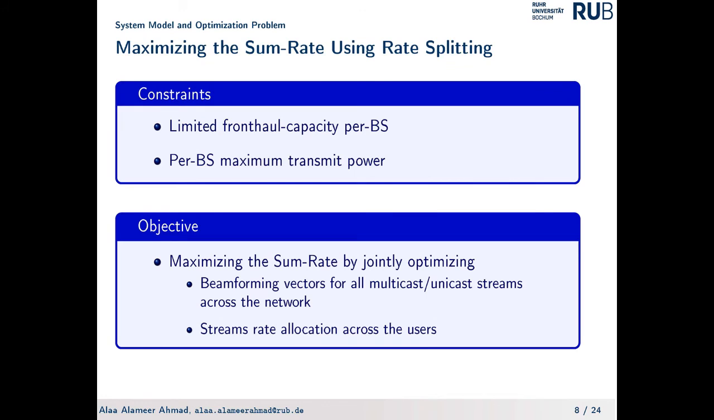We are interested in the problem of maximizing the sum rate in CRAN using rate splitting techniques. The constraints to this problem are the limited capacity of fronthaul links and maximum transmit power per base station. The objective is to maximize the sum rate by joint optimization of beamforming vectors for all the private and common streams across the network, streams rate allocation across the users, and the serving cluster per stream.